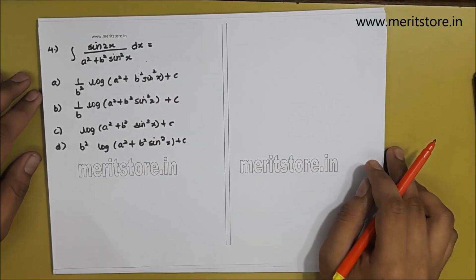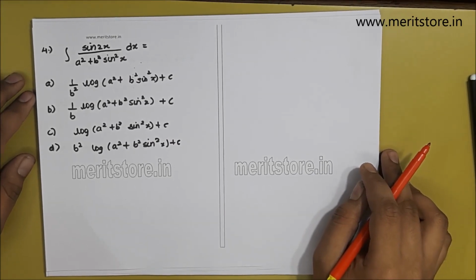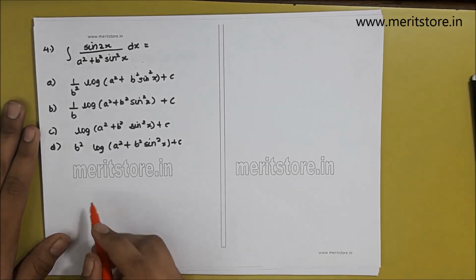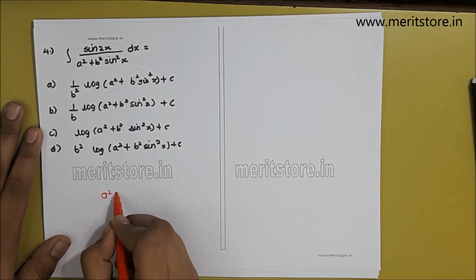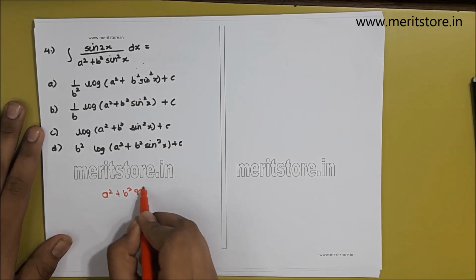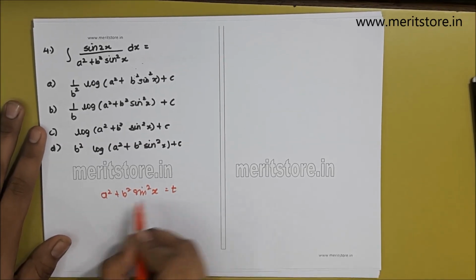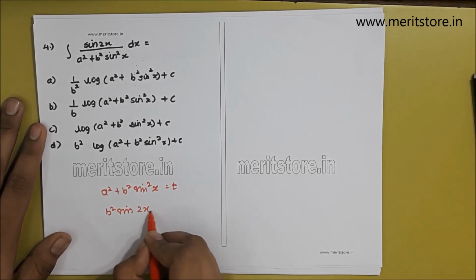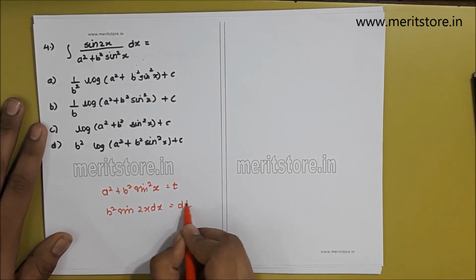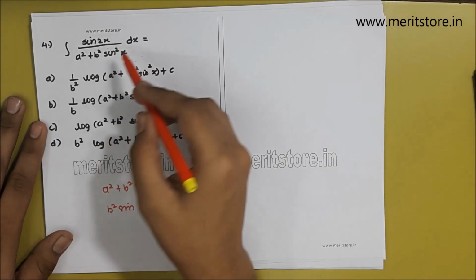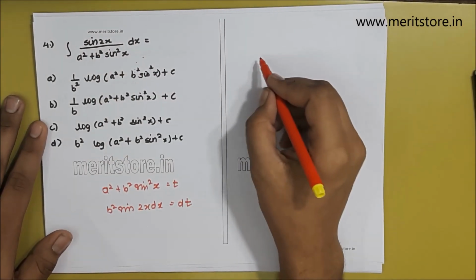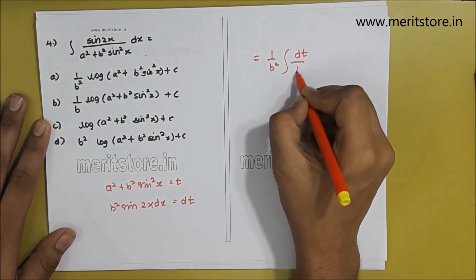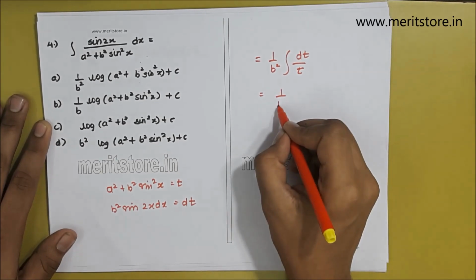Question 4. Integration of sin 2x upon a square plus b square sin square x dx is equal to. Now to solve this question, we can put a square plus b square sin square x is equal to t. Now differentiating both the sides, what we get is b square sin 2x dx is equal to dt. Now resubstituting the value for t and dt in the question, what we get is 1 upon b square common out, integration of dt upon t, that is 1 upon b square.